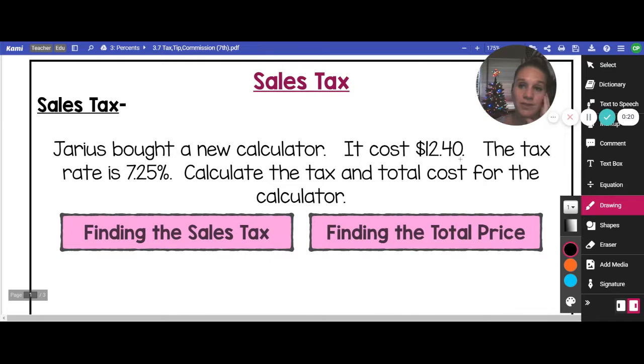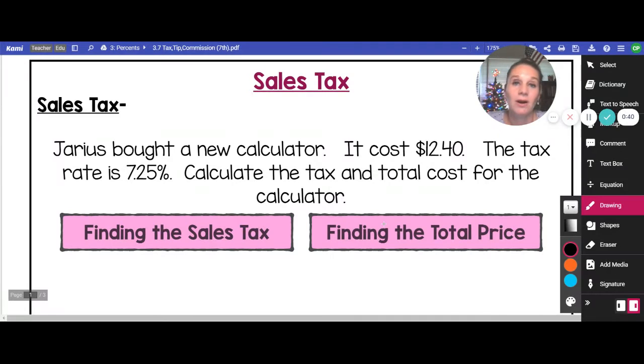So our first question says, Jarius bought a new calculator. Congratulations, Jarius. It's a great purchase. It costs $12.40, and the tax rate is 7.25%. Calculate the tax and total cost for the calculator.